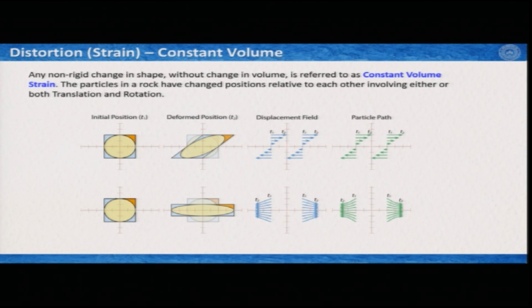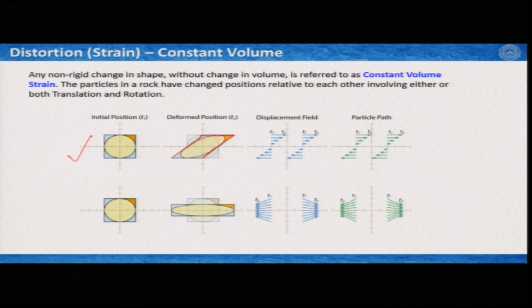There are a series of end members. Here I have given two end members. One is simple shear, another is pure shear. We'll learn more about it later, but let's have a look at how the displacement field and particle path look like. So again, the concepts or initial considerations are very similar. This is your initial position or initial shape or form.